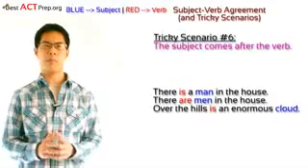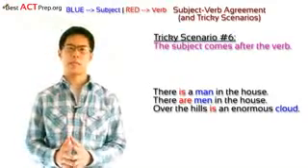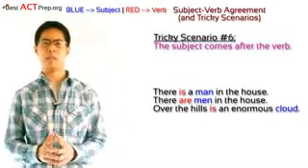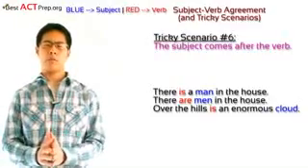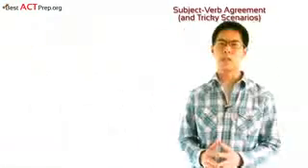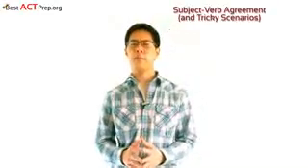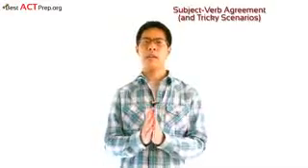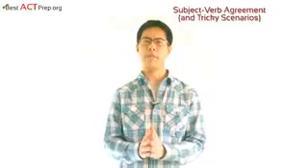In the first example, man, which is singular, is the subject, so the verb should be the singular is. In the second example, men, which is plural, is the subject, so the verb should take the plural verb are. And finally, in the third example, cloud, which is singular, is the subject, so the verb should be the singular is. So, that's all we're going to cover for subject-verb agreement here in this video. And if you know all of these tricky scenarios, you'll be able to identify and correct almost every single subject-verb agreement error you will ever encounter.